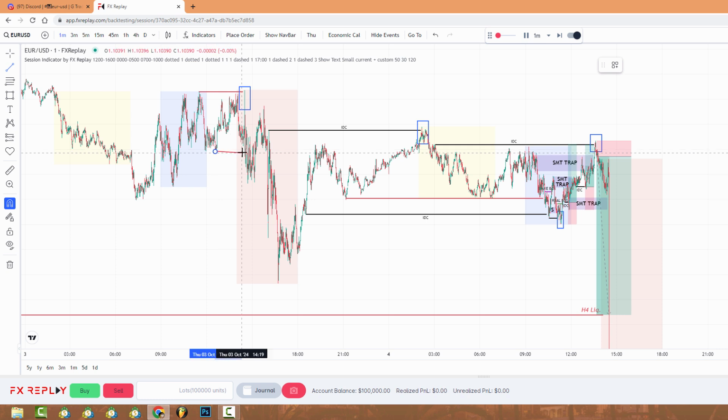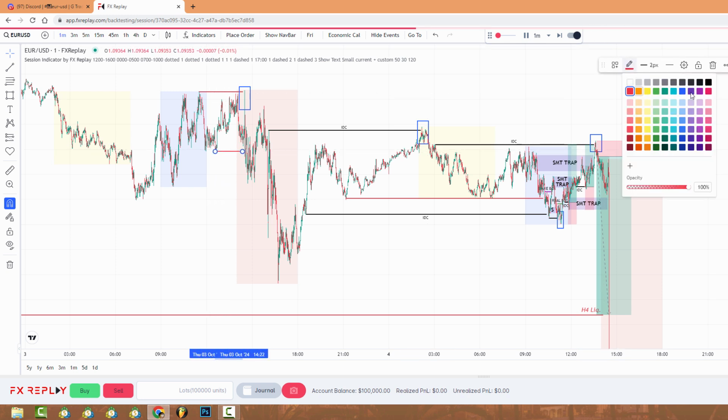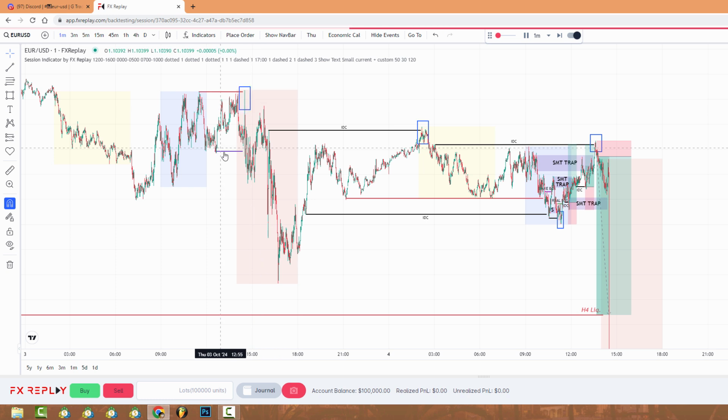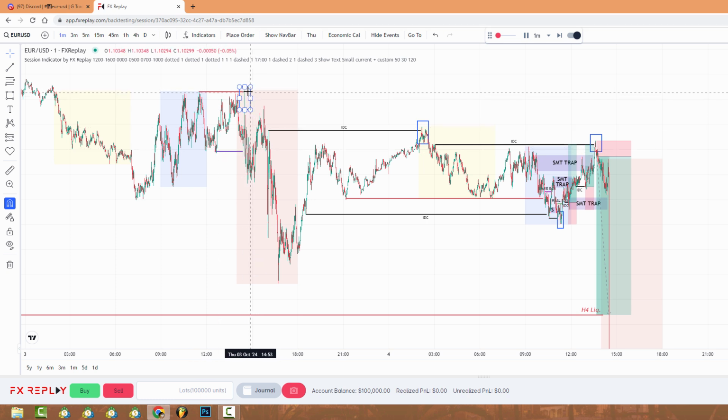Like we were in London, we were dropping, breaking structure. We gave out a fake BOS. I'm gonna mark it in purple. Everything that's in purple is like smart money traps kind of thing. You can see we're breaking structure and then boom, just liquidate everyone that was placing themselves here.